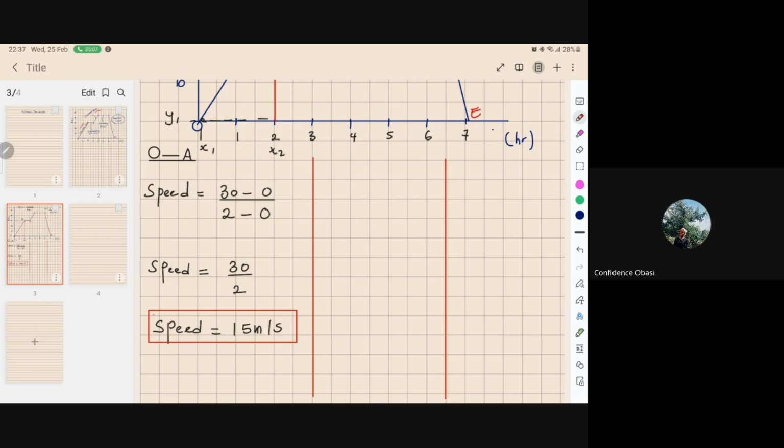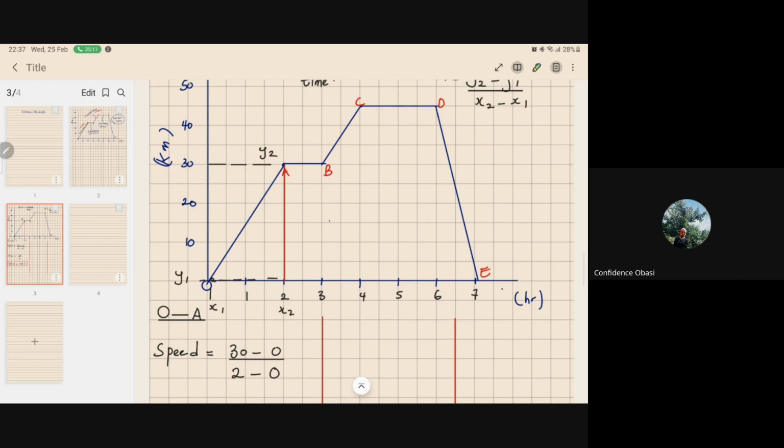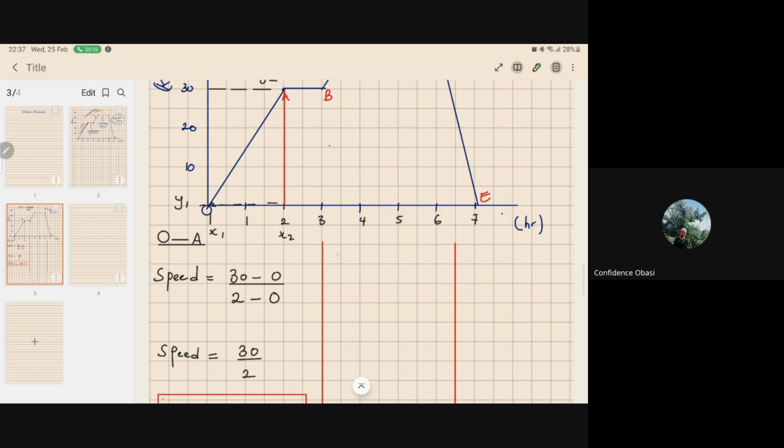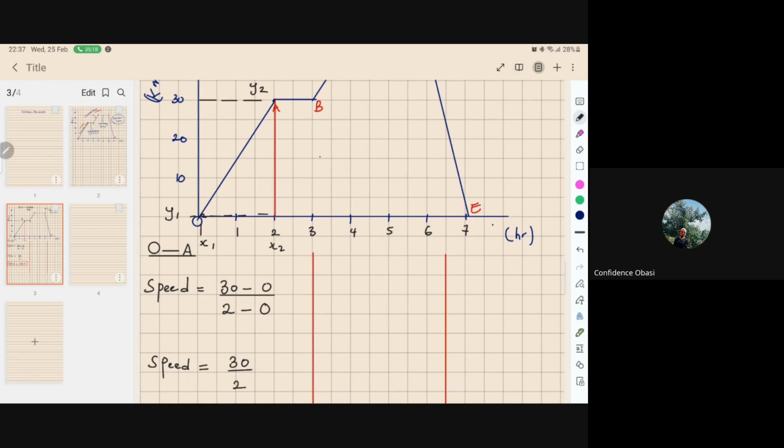Now, the next part of the journey you can see right here on the screen, to get the speed of that journey is from A to B. Like I told you, from A to B, there's no way you can get the slope of A to B. So A to B, the speed is 0.